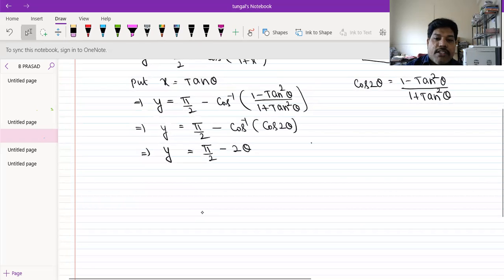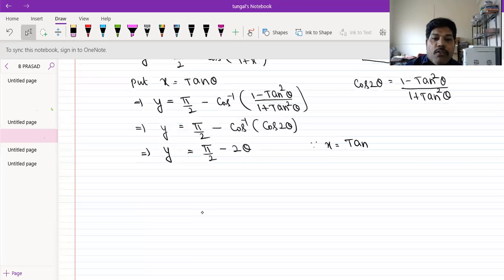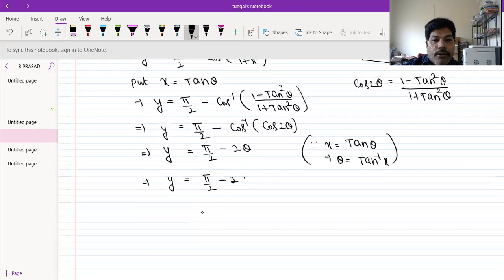Since we already took x is equal to tan theta, automatically theta will become tan inverse x. So we can use this formula here. What we will get is y is equal to pi by 2 minus 2 into tan inverse x.